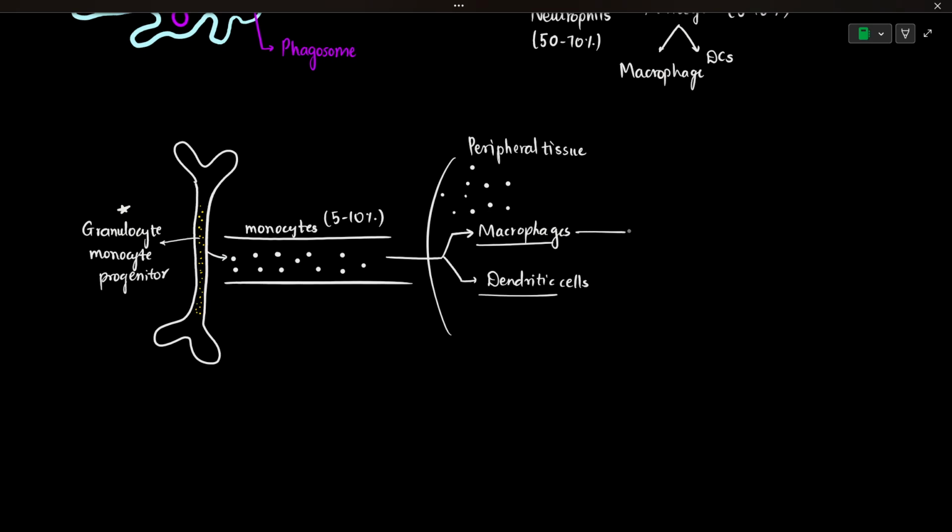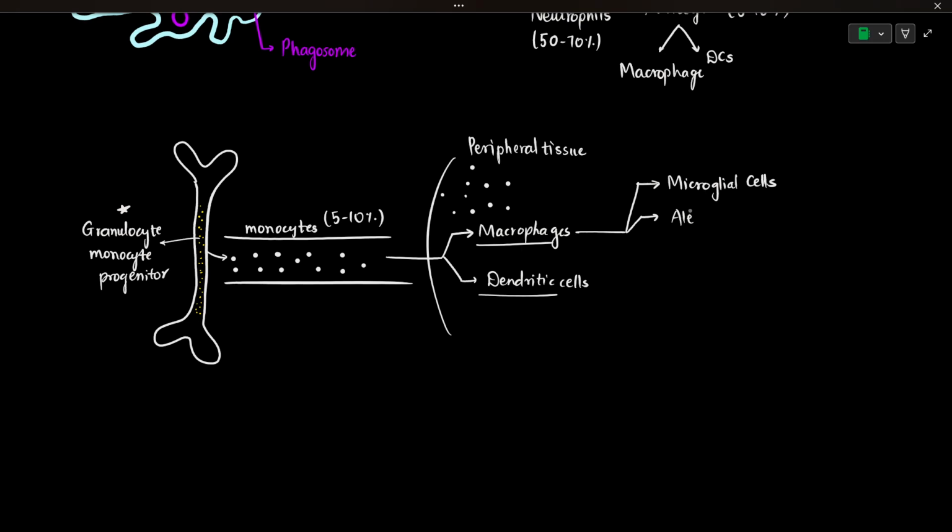So the macrophages, if they are localized in the central nervous system, in the brain, then they are referred to as microglial cells, which we have discussed in detail in the neurobiology lectures, right? If those macrophages are there in the lungs, then they are referred to as alveolar.